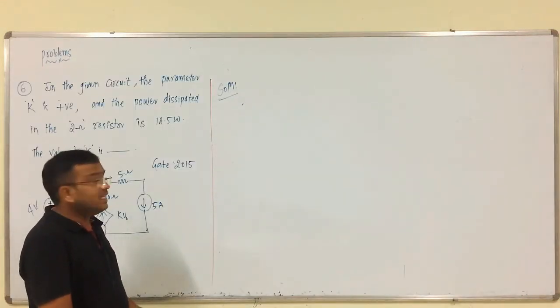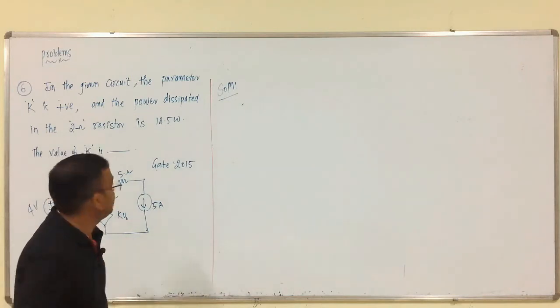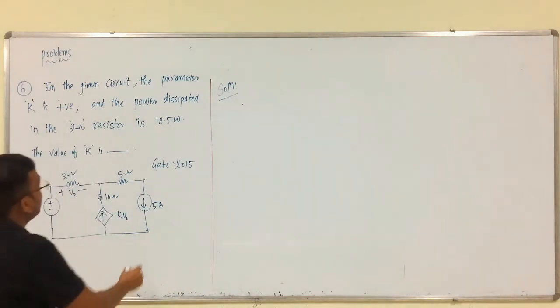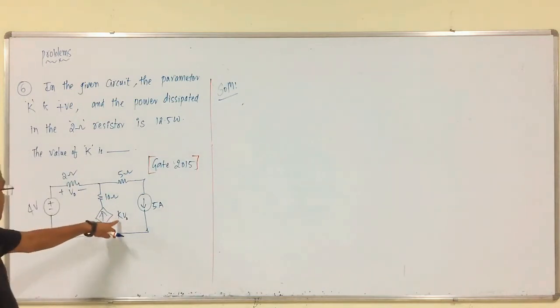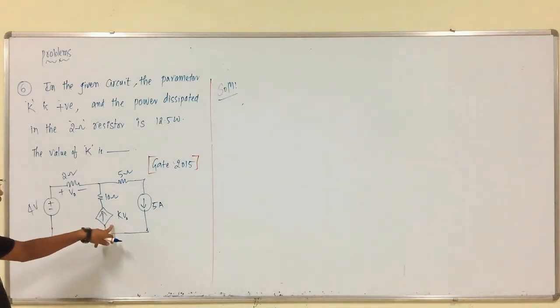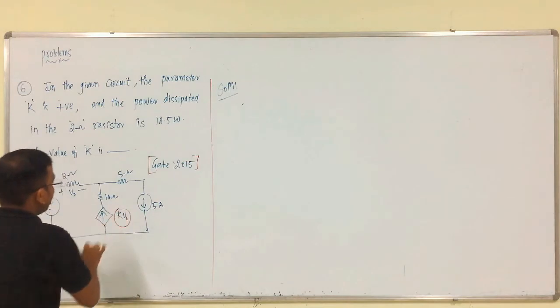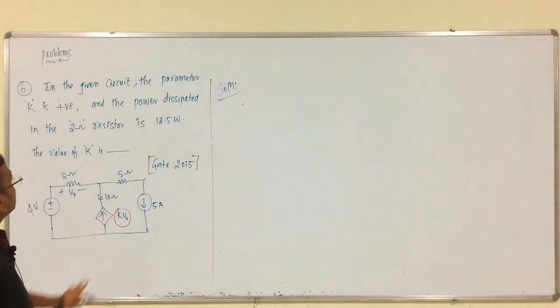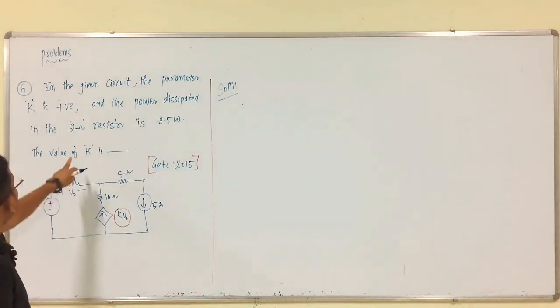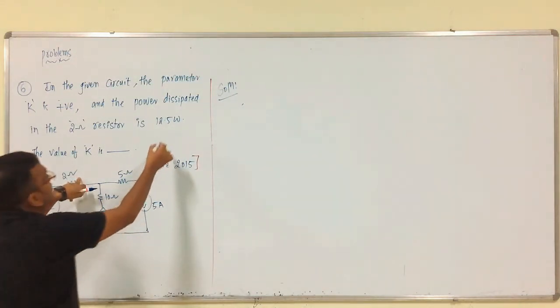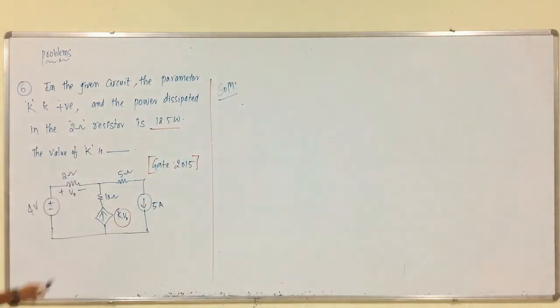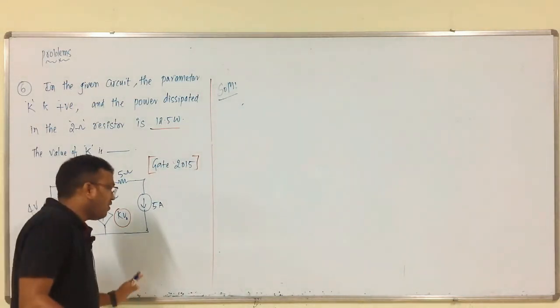Next problem is a GATE 2015 problem. In the given circuit, the parameter K is positive. This is a voltage controlled current source, and this is its current value. K is positive, and the power dissipated in the 2 ohm resistor is 12.5 watts. We have to calculate the value of K.